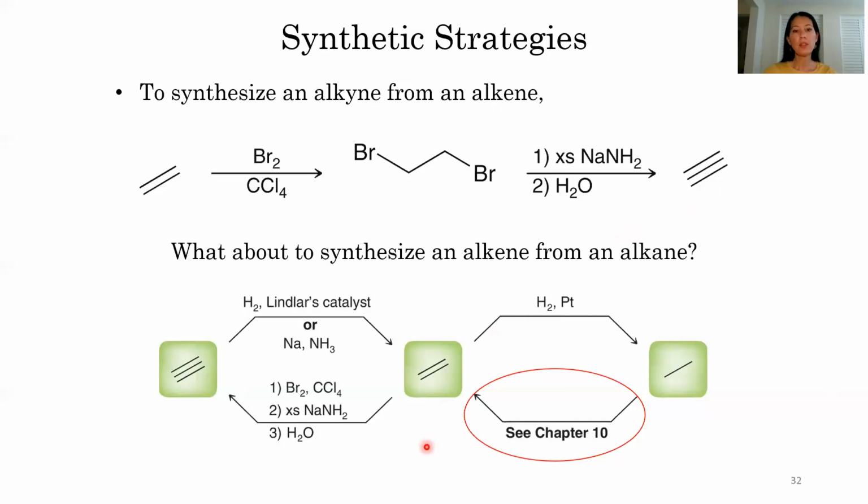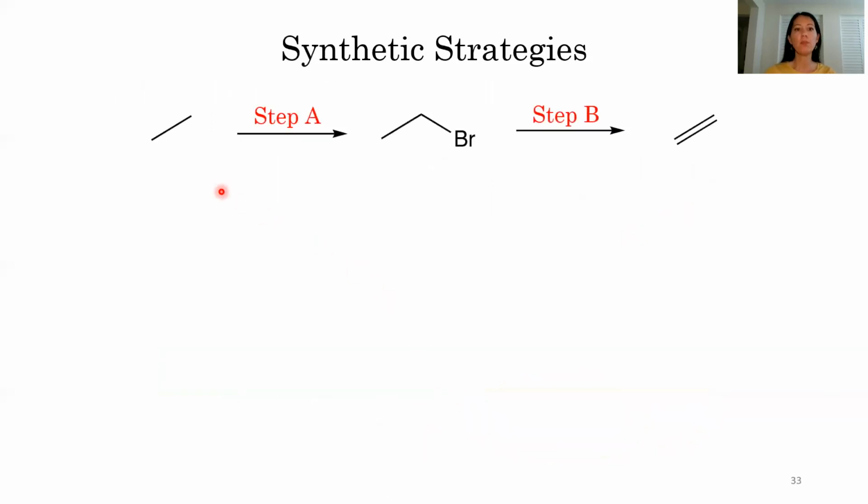The other thing that you can do is you can take an alkane and go to an alkene. This is formally in chapter 10 that we're going to get to, but I've already shown you how to do this. So we've seen this before. I've shown you that you can brominate an alkane using radical chemistry.